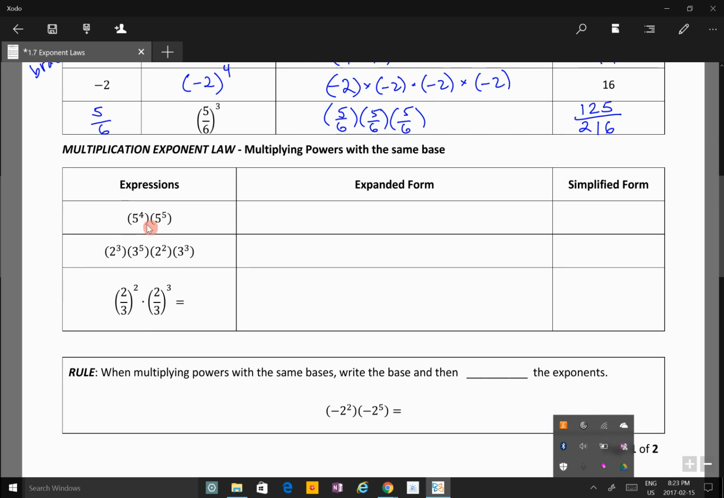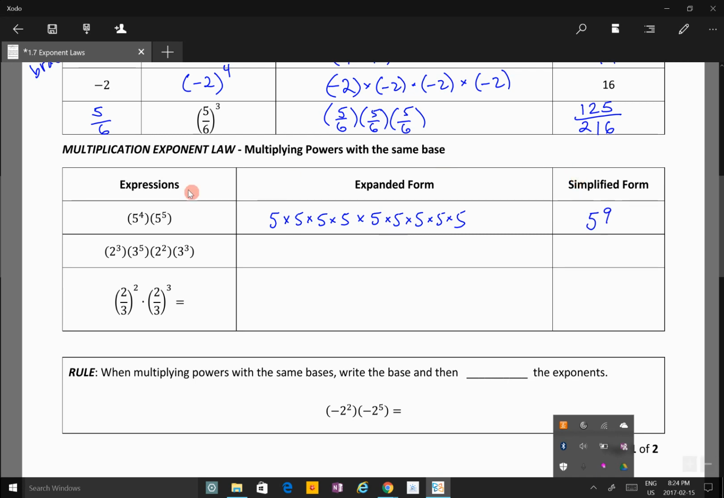So if I have 5 to the power of 4 times 5 to the power of 5, all I'm doing is 5 times 5 times 5 times 5, which is the 5 to the power of 4. And then I do have 5 more 5s. So 1, 2, 3, 4, 5. How many 5s do I have in total? I have 1, 2, 3, 4, 5, 6, 7, 8, 9. So this is the same thing as saying 5 to the power of 9.